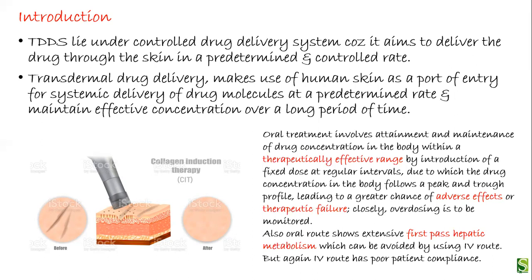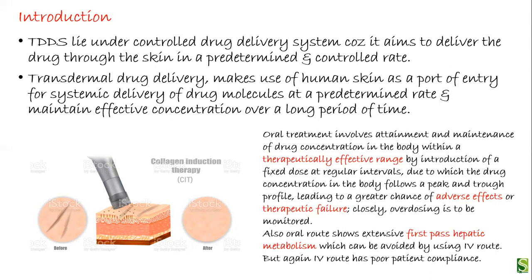So because of this peak and trough type of graph, there is a chance that if the concentration goes above the maximum therapeutic range, then it will lead to side effects. And if the concentration does not fall into that therapeutic window, it does not cross that minimum effective concentration, then there is a therapeutic failure of that dose. So overdosing has to be monitored in this case.